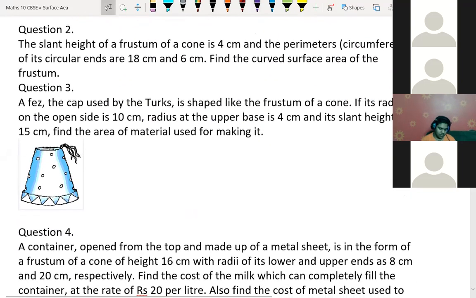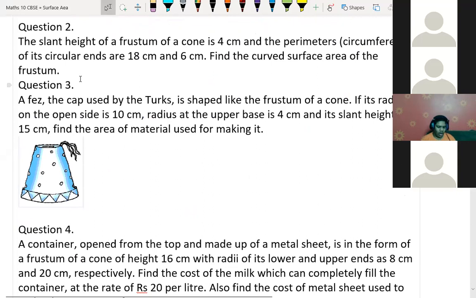The slant height of a frustum of a cone is 4 centimeter.